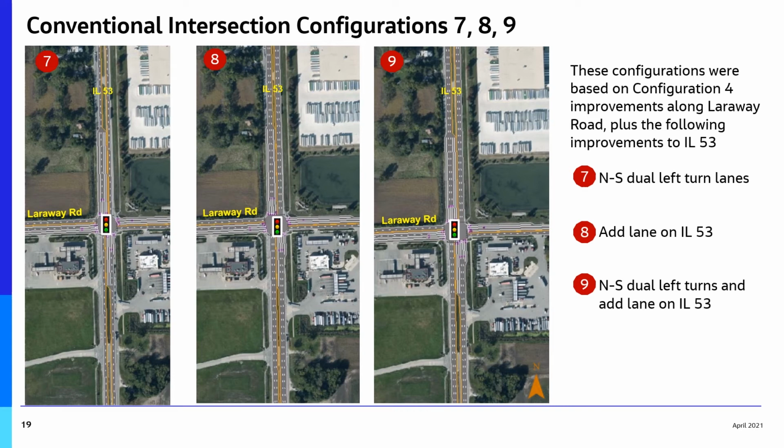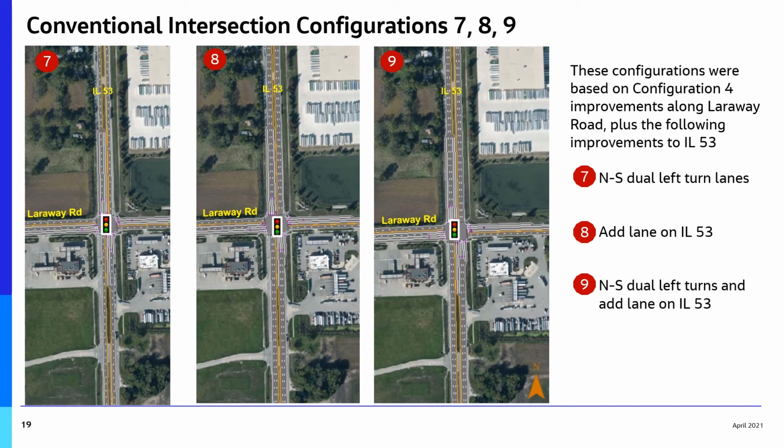Lastly, traditional signalized intersection improvements were considered that would not only improve Laraway Road, but add features to Route 53. The foundation for these options was Configuration 4, which, as you may recall, improved Laraway Road by providing east and westbound dual left turn lanes and dedicated right turn lanes. The number of through lanes varied by direction.